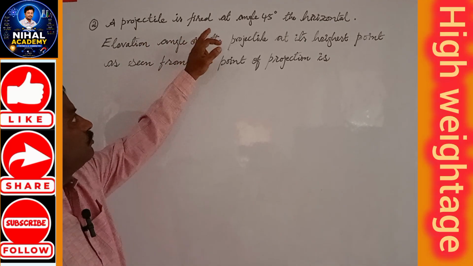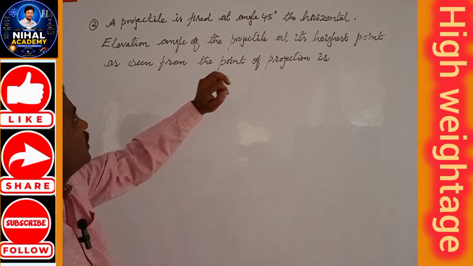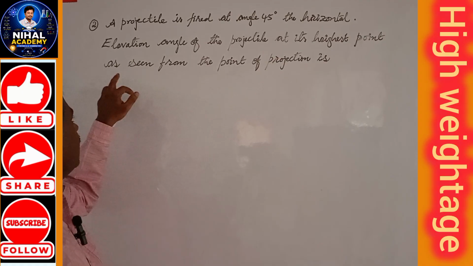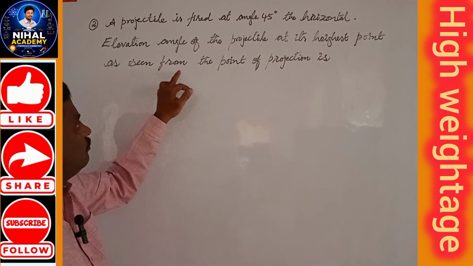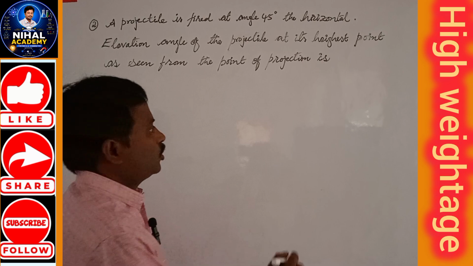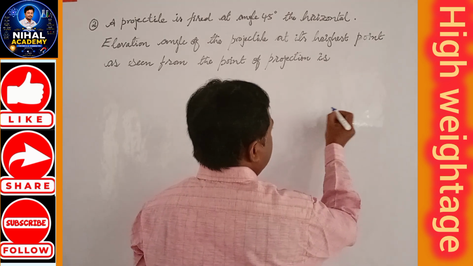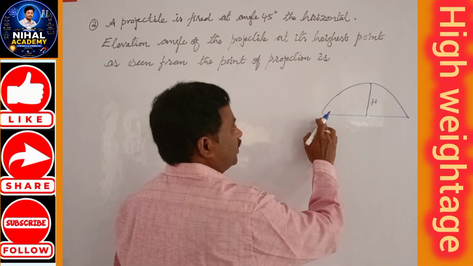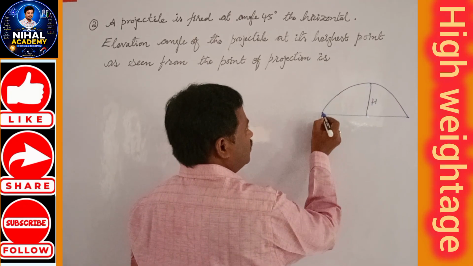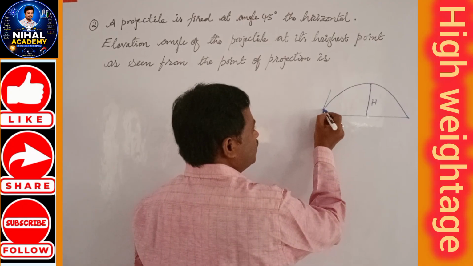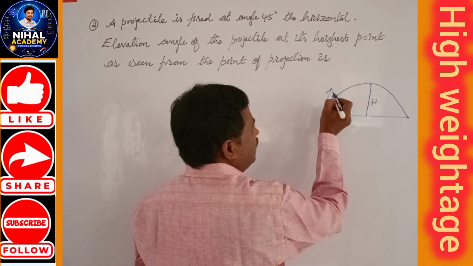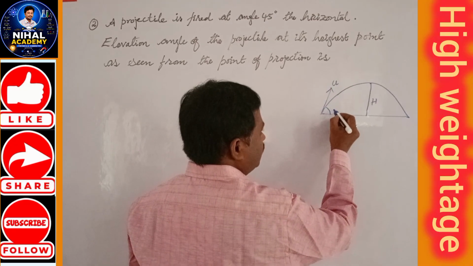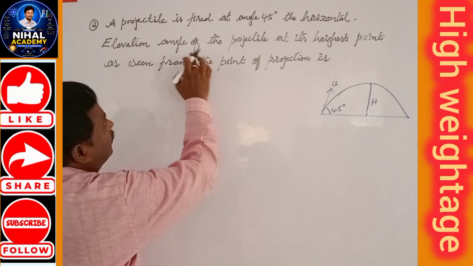Now we'll go to the second question. A projectile is fired at an angle of 45 degrees to the horizontal. The elevation angle of the projectile at its highest point as seen from the point of projection is? This is projectile motion. At this point, the direction of velocity is along the tangent to the path. This is the velocity direction u, and it is projected at a 45 degrees angle.